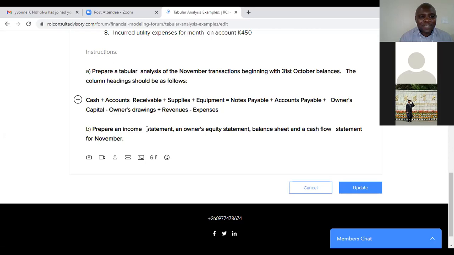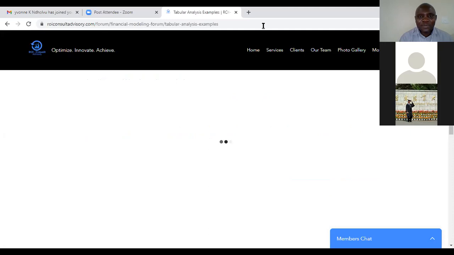Prepare an income statement, an owner's equity statement, a balance sheet, and a cash flow statement for November. All these will be explained. I can now update. Okay, so now we can go to Excel.